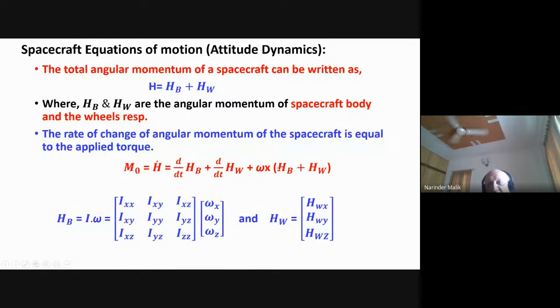When I expand this, you remember this omega cross h, because these are vector quantities, and the wheels are mounted within the body, and the body is experiencing a motion of omega. If you may recall the previous lecture, we get omega cross h, omega cross within bracket hb plus hw. And hb is nothing but the spacecraft inertia times the angular velocity. This can be written like this. hw is the momentum from the 3 wheels along the spacecraft x-axis, y-axis, z-axis, hwx, hwy, hwz.